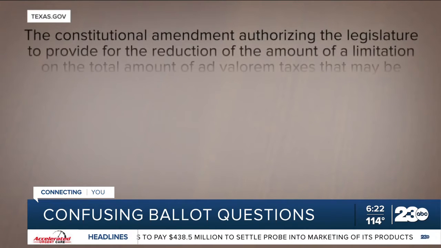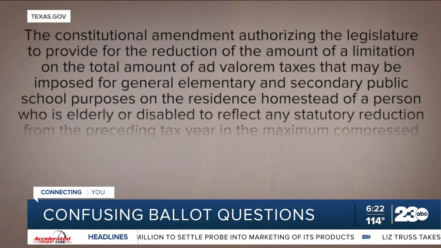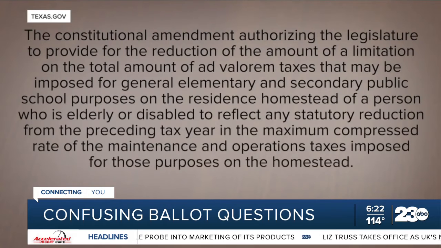Then there's this one Texas voters faced in May. 77 words asking whether the amount elderly and disabled people pay in property taxes should be capped. Technically, this is one sentence. Which means that someone who doesn't read well, someone who doesn't read English well, someone who may not understand our system of government and the details of how laws get passed, might have trouble.